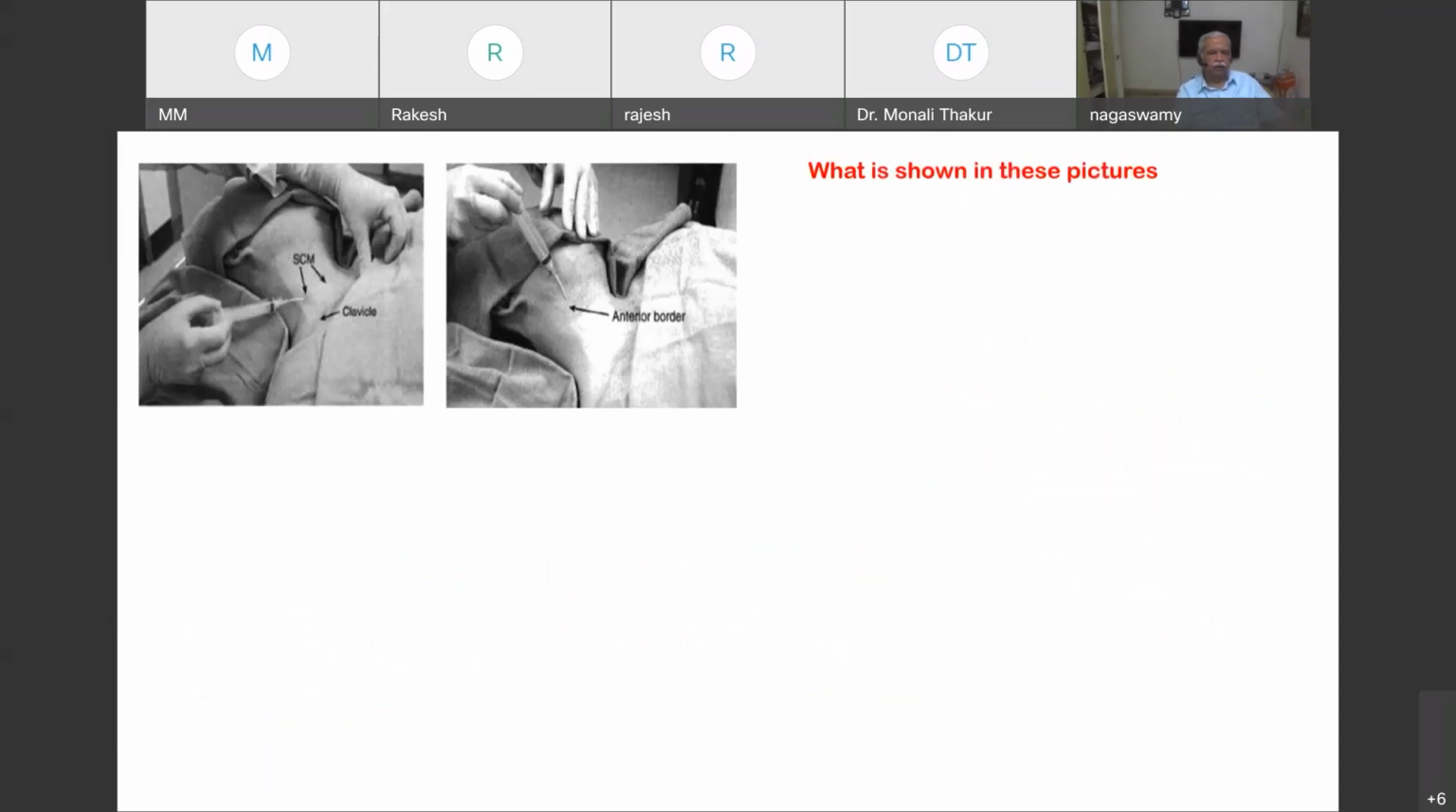What is shown in these pictures? I have purposely not selected a color picture. I have taken a black and white one to see whether you people are aware. Sir, it's internal jugular venous cannulation. IJV cannulation. But why two pictures? It's a landmark based IJV cannulation, which has both posterior and anterior approaches.